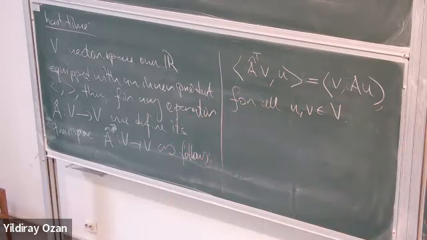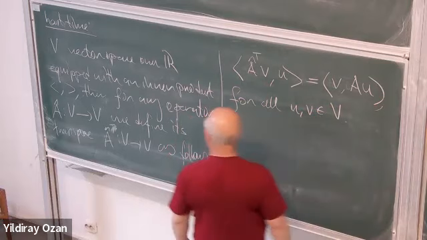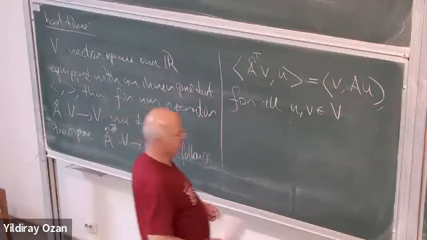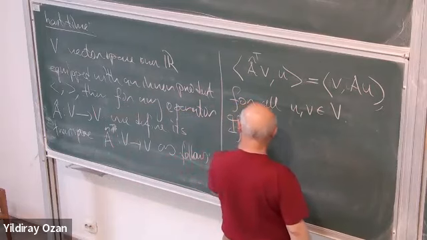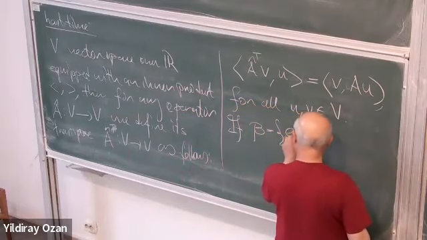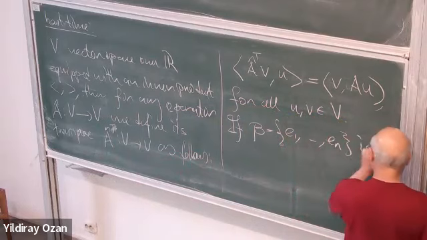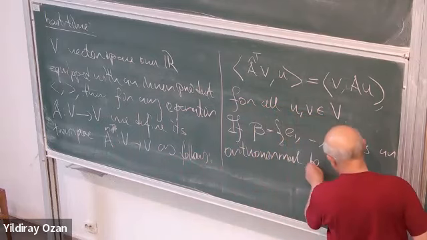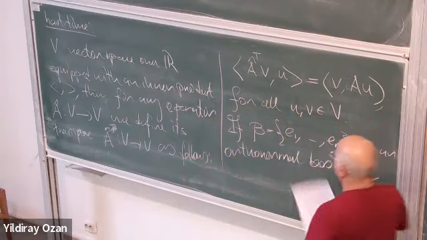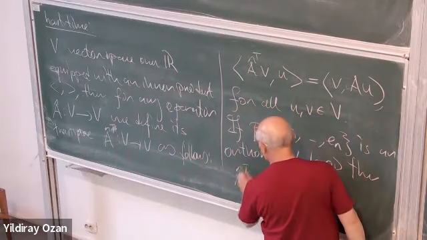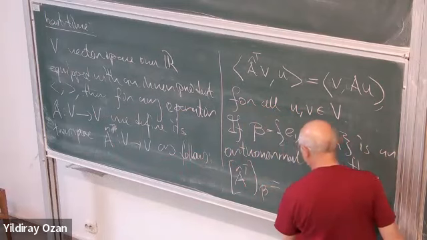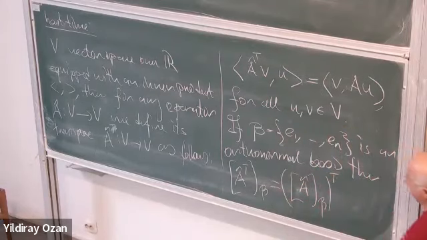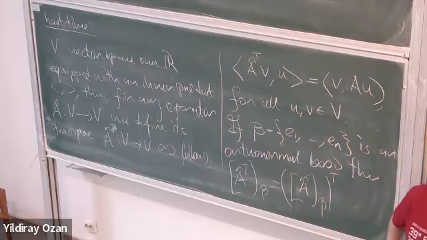And we showed last time that if you have an orthonormal basis, let's say E1 to En is an orthonormal basis, then the matrix representation of A transpose is just the matrix representation of A, and then you take the transpose of this matrix. Okay?